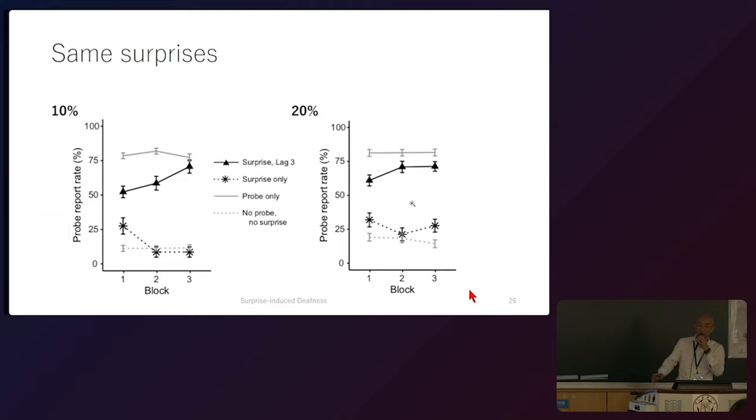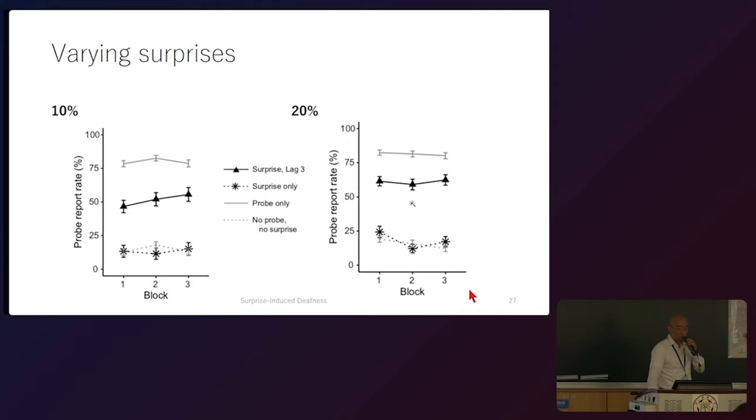When it's the same surprise, there is habituation, and it's faster for 10%, and faster for 20%. So they represent significant differences. When I vary the surprises, it doesn't really habituate. This is quite interesting because it just happens around 300 millisecond stimulus onset synchrony, but it shows what our brain is doing.